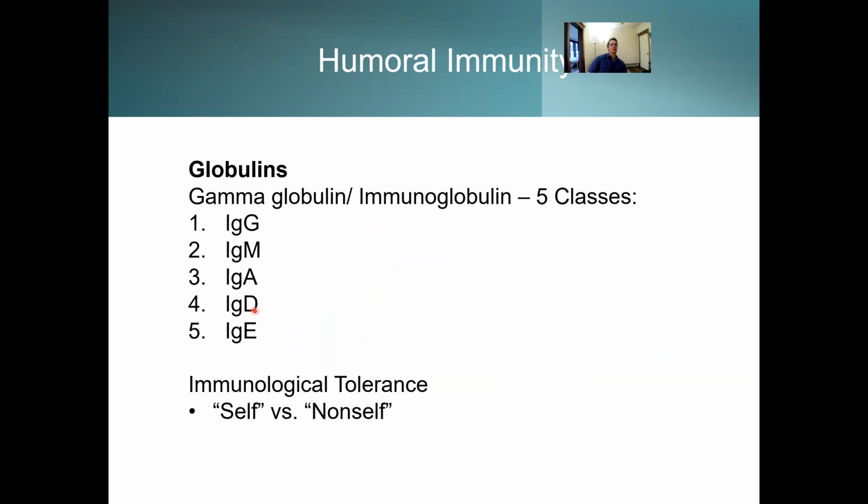D here is for don't know, so they have no well-defined function. And they're found in blood, lymph, and particularly on the surface of B cells. E you can remember by thinking they evoke allergy. So these are specialized cells that participate in allergic reactions, and they are found in serum.